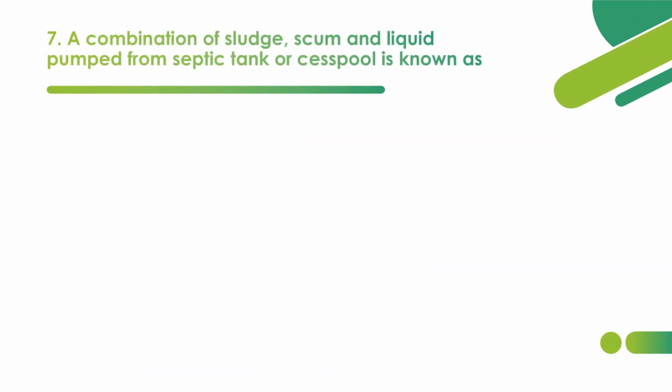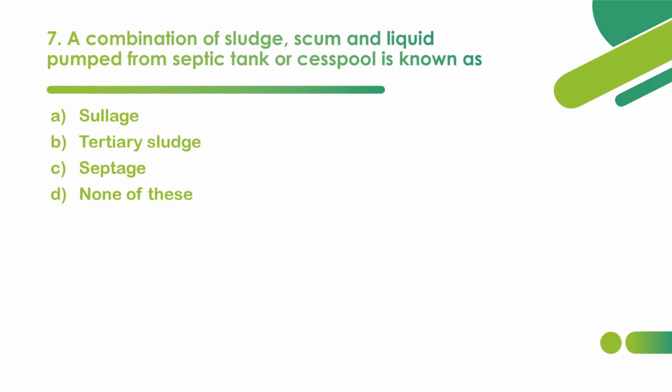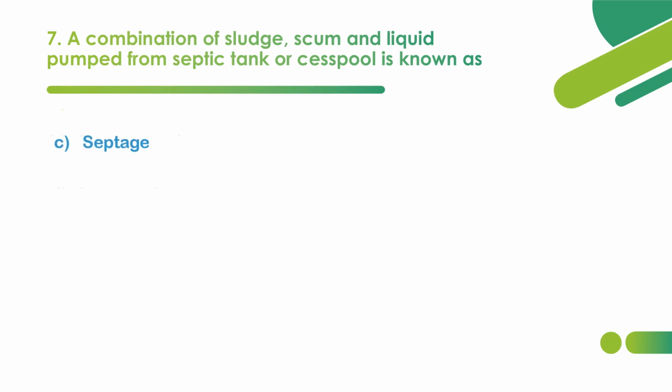A combination of sludge, scum, and liquid pumped from a septic tank or cesspool is known as. So, what is the term that we call when a combination of sludge, scum, and liquid is pumped from a septic tank? Sullage, tertiary sludge, or septage. So, what is the term? We call that combination septage.